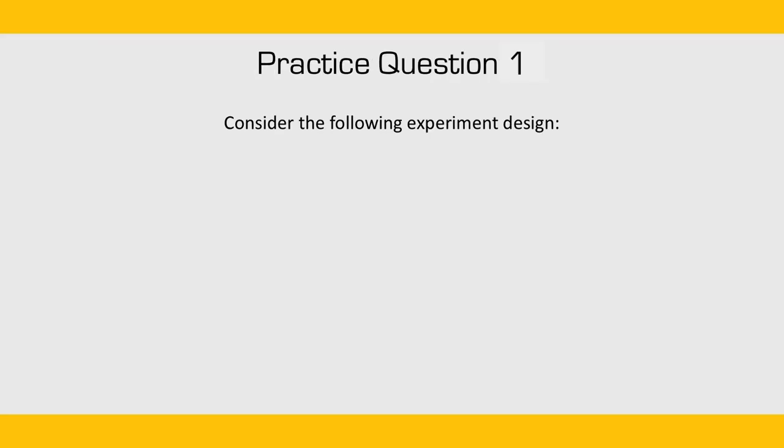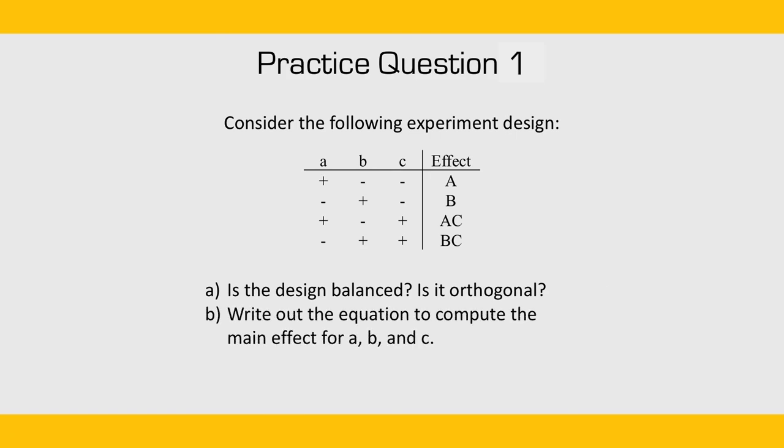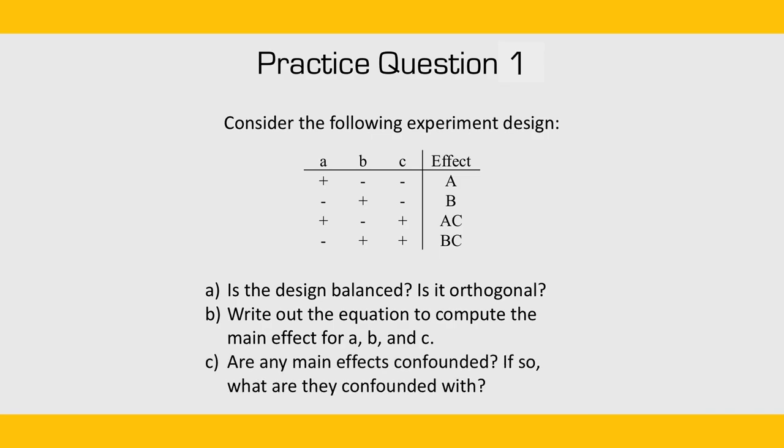So for practice question 2, consider the following experiment design. We have these four rows with the effects A, B, AC, and BC. Part A, is this design balanced, and is it orthogonal? And part B, write out the equation to compute the main effects for A, B, and C. Finally, are any of the main effects confounded? If so, what are they confounded with?